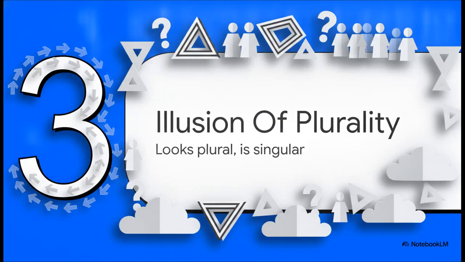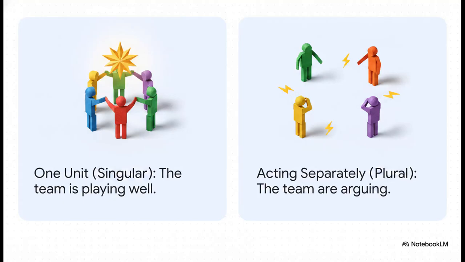All right, on to section 3, our next danger zone. The illusion of plurality. This is where words are basically wearing a disguise to trick you. What's wild here is how a single word can totally flip its identity based purely on context. Take collective nouns, words like team, family, or committee. If the group is acting as one unified whole, boom, singular. The team is playing well, one unit.